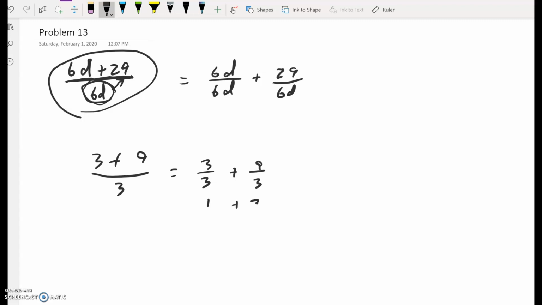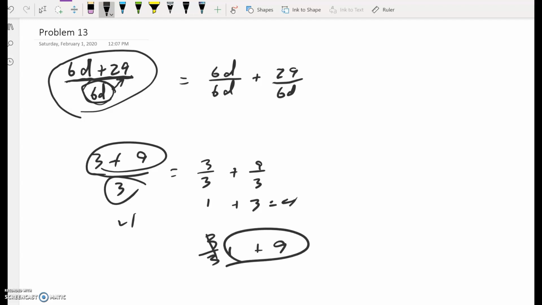And this would be 1 plus 3, and that's 4. And this is 12 divided by 3, and that's 4. So this is making sense. Notice if you did try to cancel the 3's and get 1 and then have a plus 9, you get 10, and that doesn't work at all.